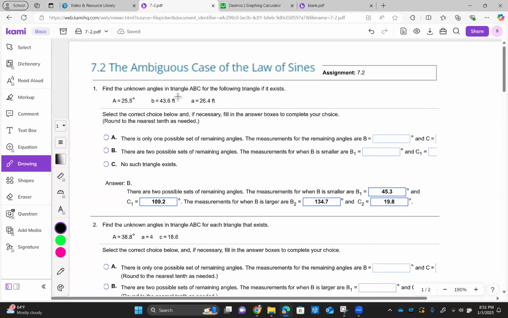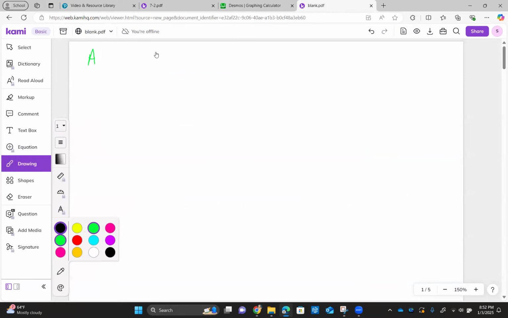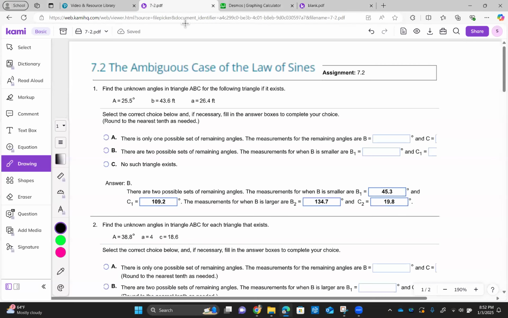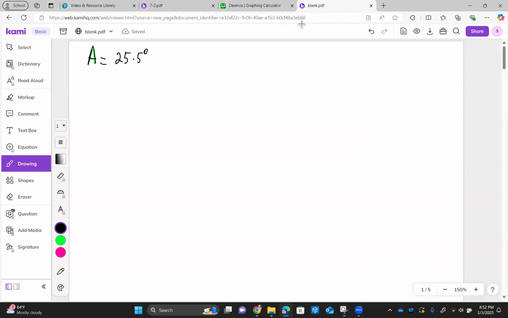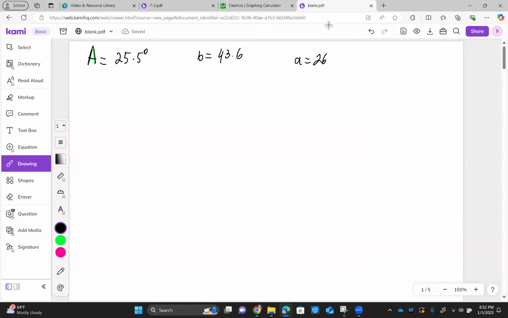We have angle A given, side B is given, side A is given. So we're going to locate how many possible sets are available for this triangle. Here, angle A is given as 25.5 degrees. Side B is given as 43.6 feet. And A is given as 26.4.